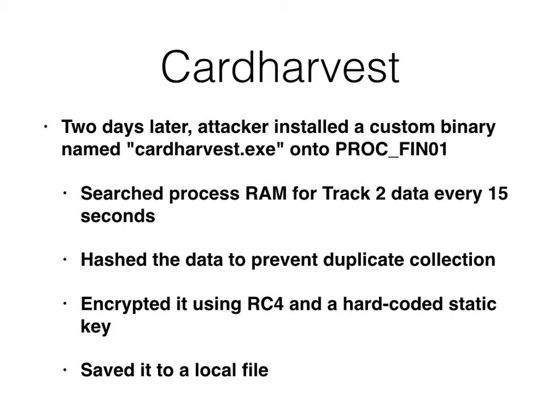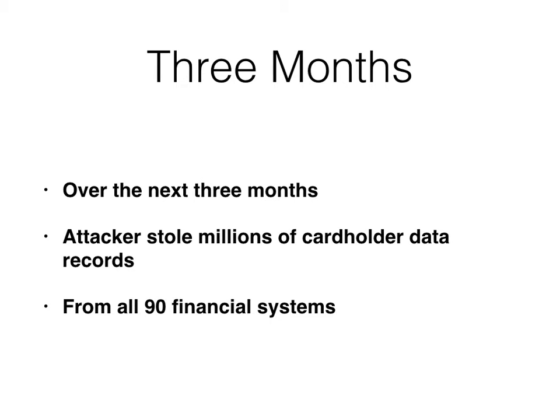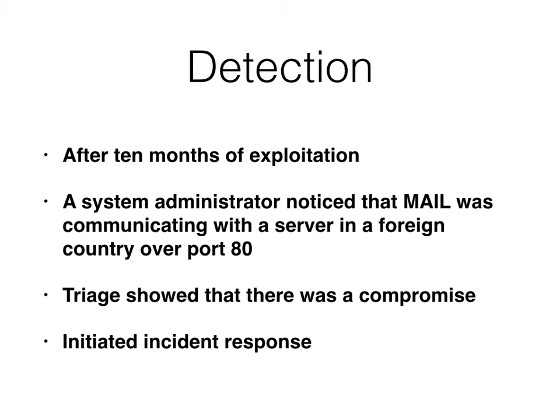Okay. So anyway, this is something that would then, every 15 seconds, look for credit cards. It would do a hash to make sure it didn't bother stealing the same credit card twice. Then encrypt it with RC4 on a hard-coded key, and then send it to a local file so it can be snuck out, which is all pretty awesome. And it's pretty difficult to catch any of this kind of activity using typical security scanners. So over the next 3 months, he stole millions of credit card records from all 90 systems.